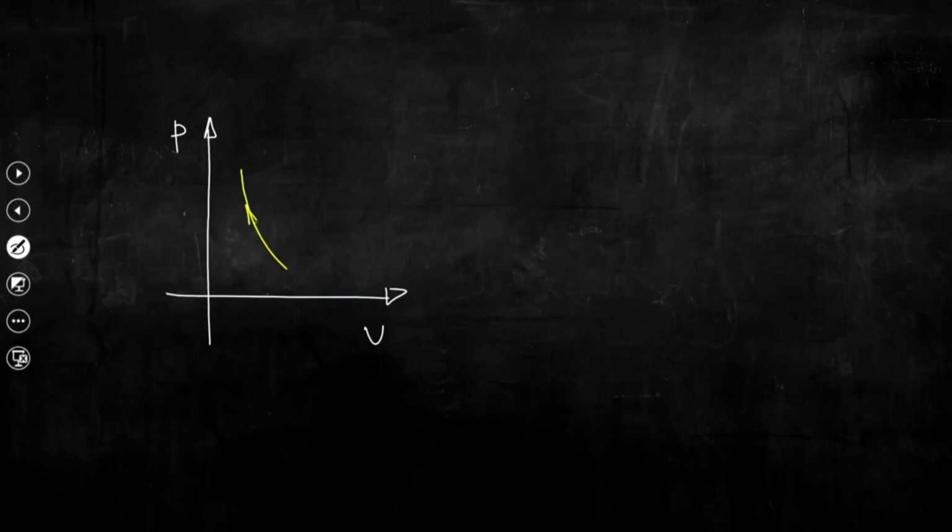process is represented in this PV plane by this 1 to 2, that is PV to the power gamma is equal to constant, if we try to analyze the performance using different air standard equations. So, now process 2 to 3, that is constant pressure heat addition, and finally, this is 4, that is the expansion process.